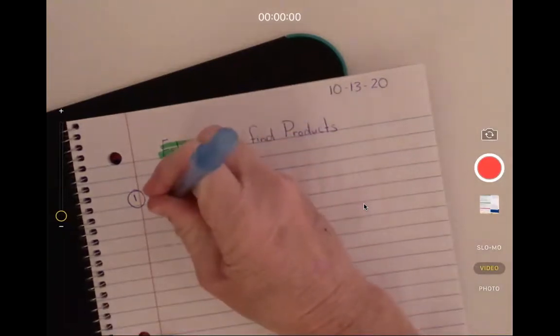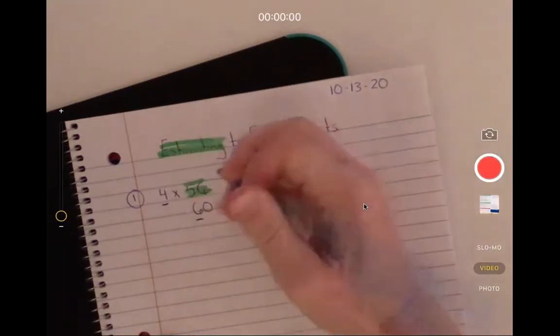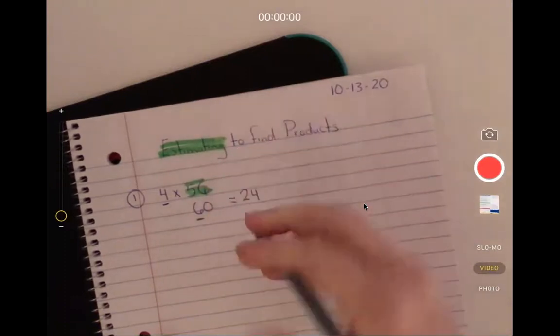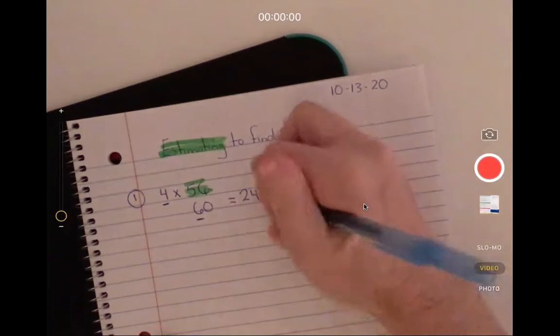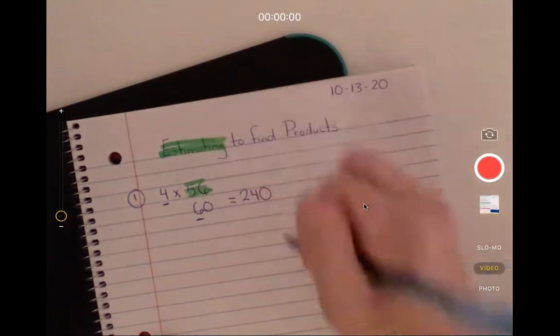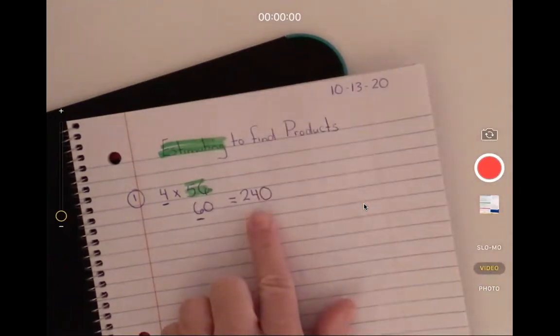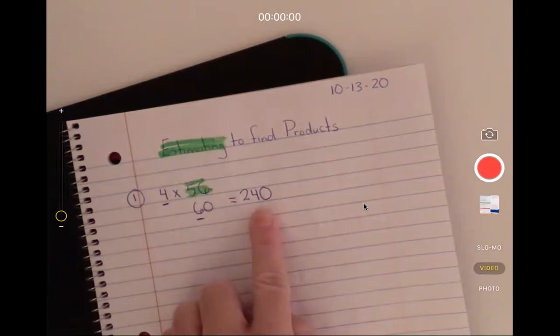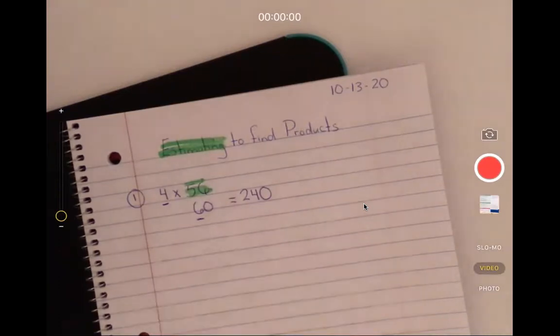Well, I can already do that. 4 times 6, I know that equals 24. And then I can put the 0 down because I'm multiplying by a 10. That means that when I multiply the real problem, 4 times 56, my answer should get very close to 240. Let's give it a try.